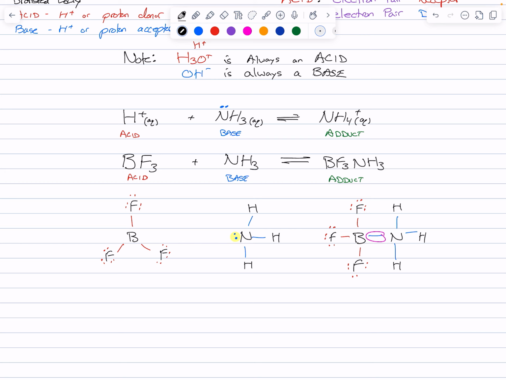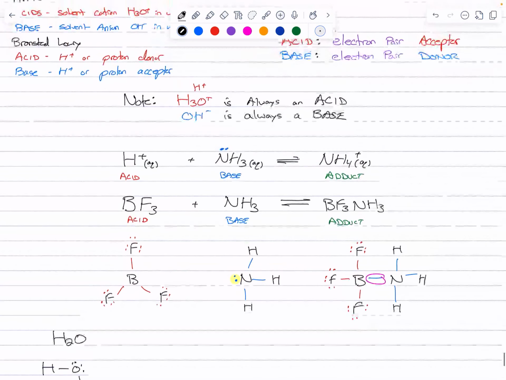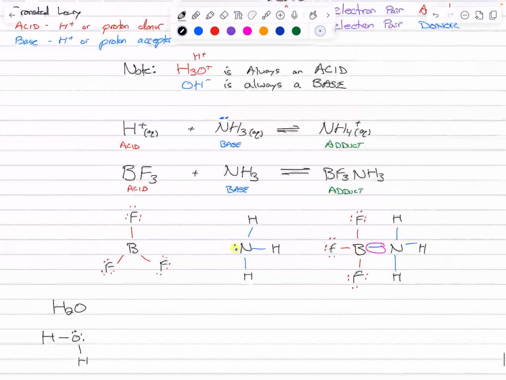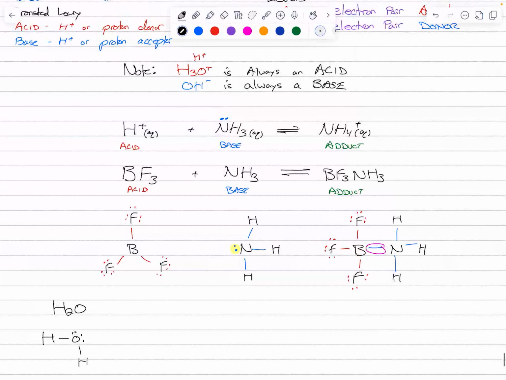Now, a couple things. If we look at water, HOH, can water accept electron pairs? I don't think so. I don't think it can accept any electron pairs. It can definitely donate. So water is only a Lewis base. In the Bronsted-Lowry definition, it can be an acid or a base, but in the Lewis definition, it's only a base.